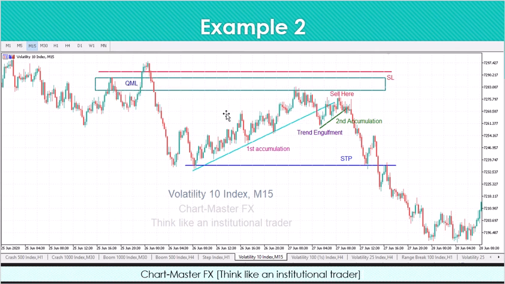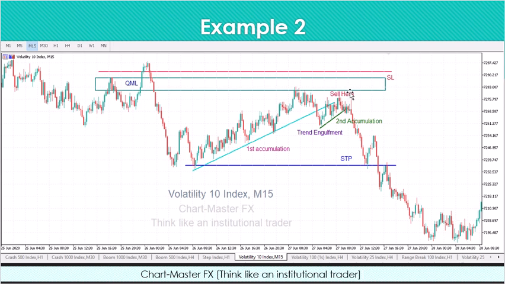So what happened here, guys, is that we can see we have our first accumulation here, and you can see that the price respected this QM level and the price dropped. And once the price dropped, we can see, guys, we had a clear trend line here, and once we saw the engulfment of this trend line, then you wait for the price to come back in the form of a second accumulation going towards the QM level. Then you can place your trade here, guys.